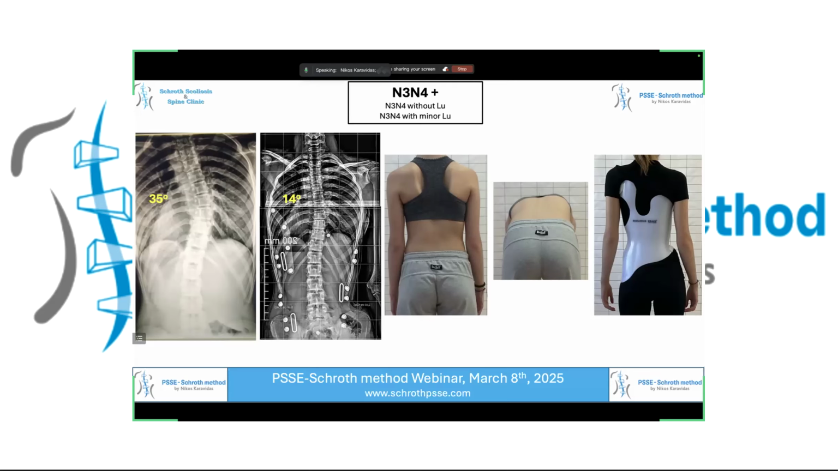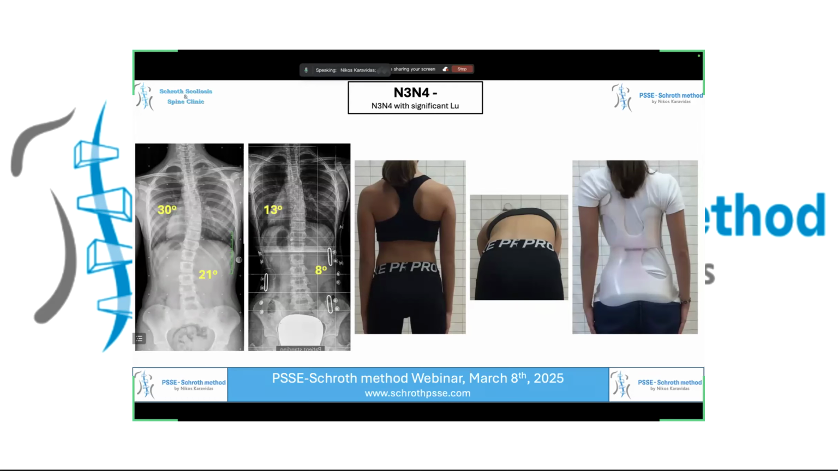This is the idea of our classification. This is the idea of our principles of correction for exercises, but also for bracing. So the idea is not to overcorrect to the maximum the main curve by creating compensations to the lumbar or to the secondary curve. And as you can understand, we apply the same principles of correction for the exercises into the brace design.